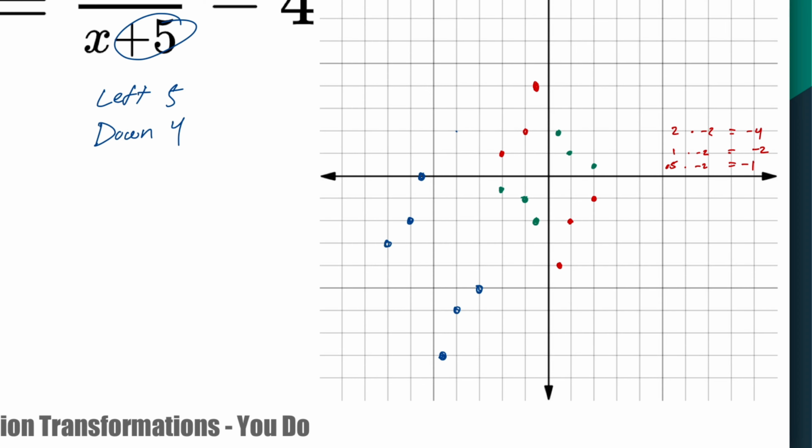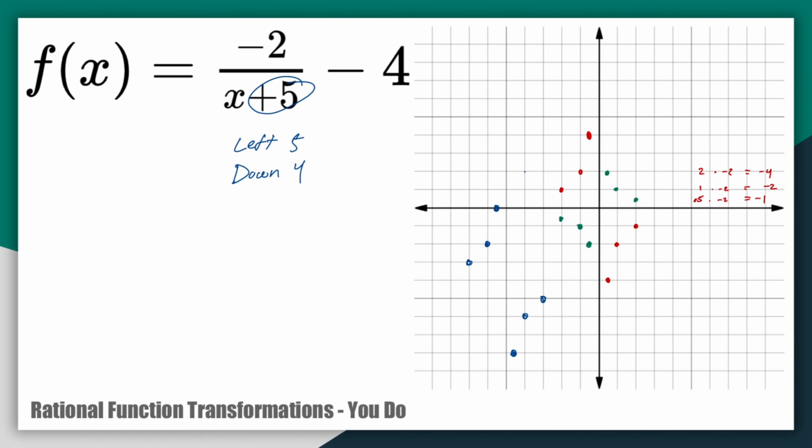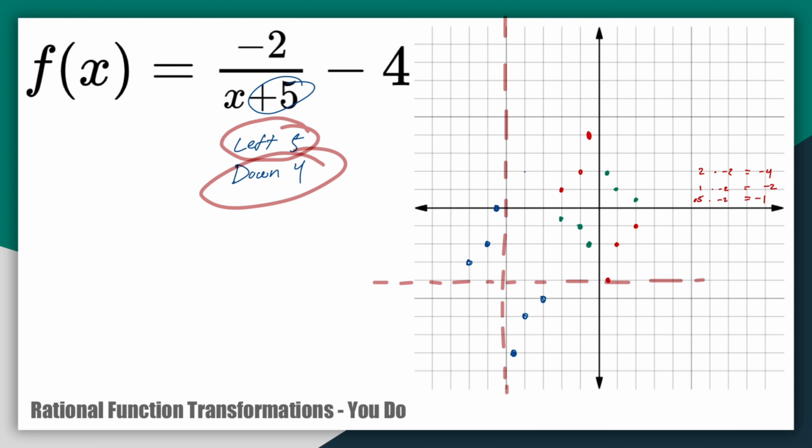Okay. Now I'm going to put my horizontal and vertical asymptotes in. So remember, I'm following just off what I see here, right? So this left 5 means it moved 5 spaces to the left. So it's at -5. And then this down 4 means it moved down 4. So now it's at -4. Like that.